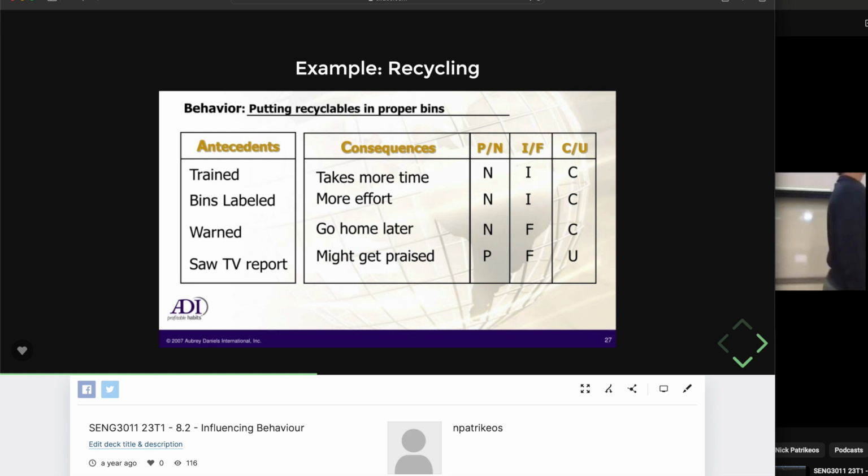Okay, so the consequence is it takes more effort. So that is a negative consequence. It's immediate. It happens right there, and it's definitely going to happen. Like you always have to sort out which bin it's going to go into.